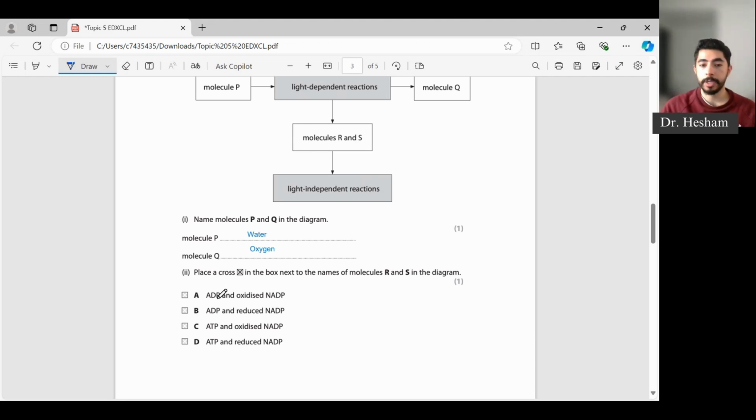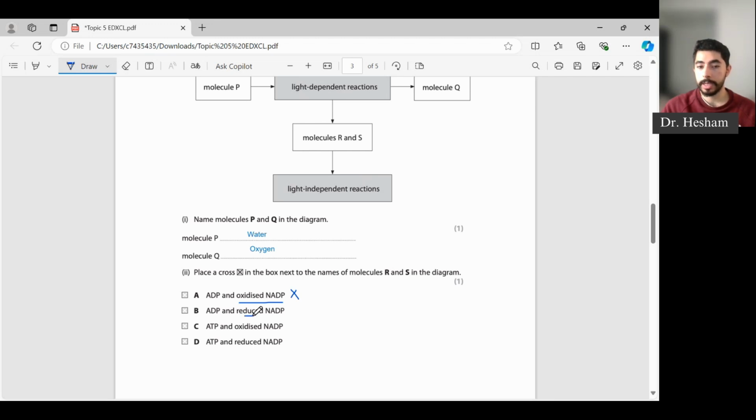The first option, ADP and oxidized NADP. There is no such thing as oxidized NADP. And why would ADP be released from the light-dependent reaction or be a product of the light-dependent reaction? So this is wrong. ADP and reduced NADP.